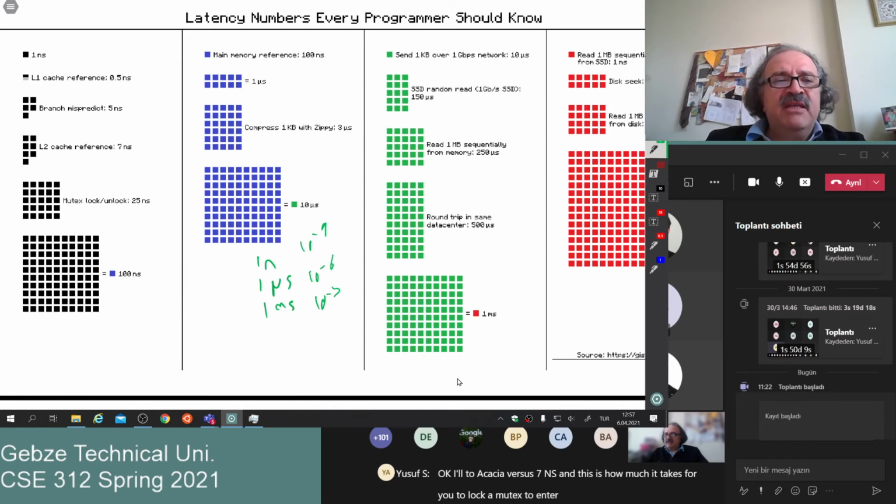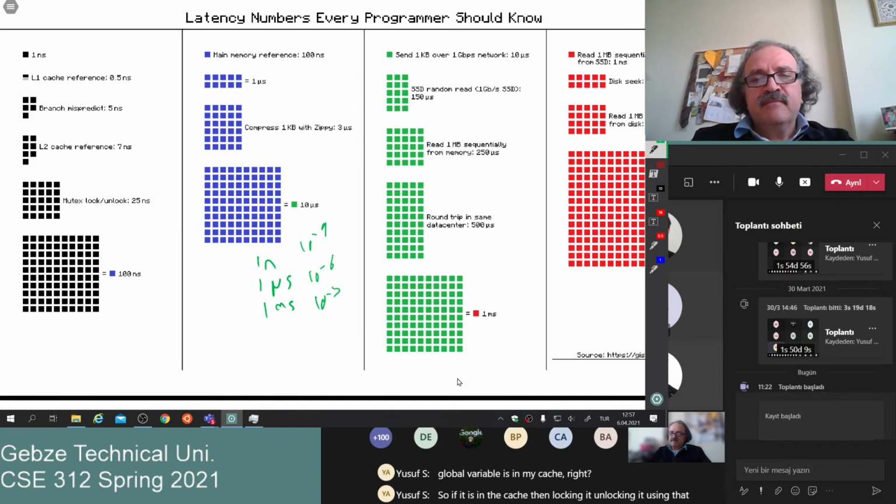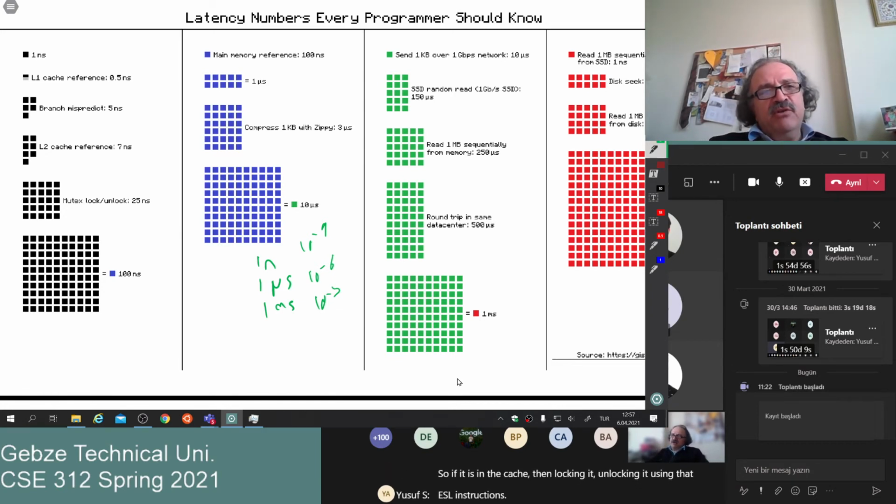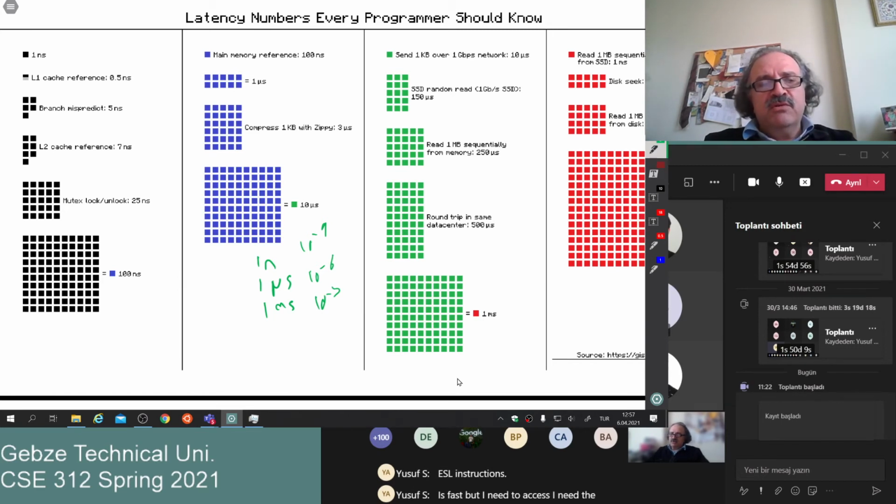25 nanoseconds, pretty fast. Of course, I am assuming that one bit of mutex variable, global variable, is in my cache, right? So if it is in the cache, then locking it, unlocking it using the TSL instructions is fast. But I need to execute that loop. You remember that loop, right?